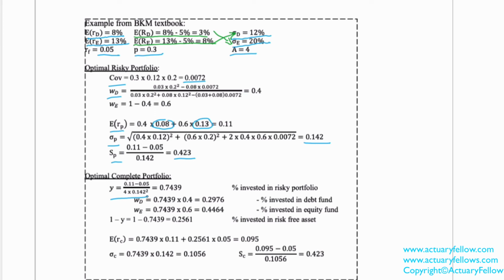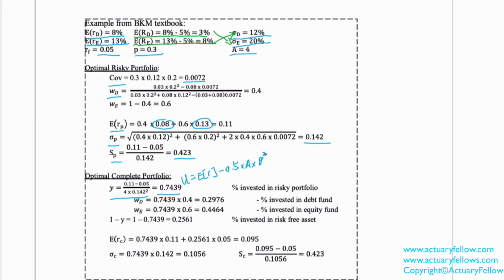And we get 0.7439. Keep in mind, we are assuming the standard utility function is expected return minus 0.5 times risk aversion times sigma squared. Within the risky portfolio, we calculated above that 40% is invested in the debt fund.